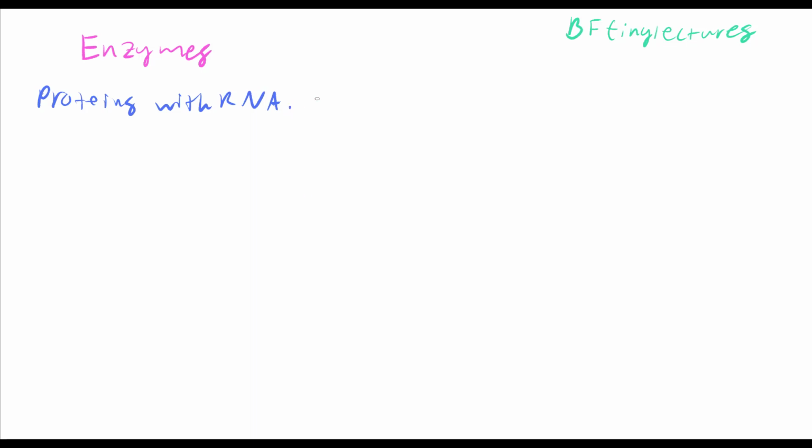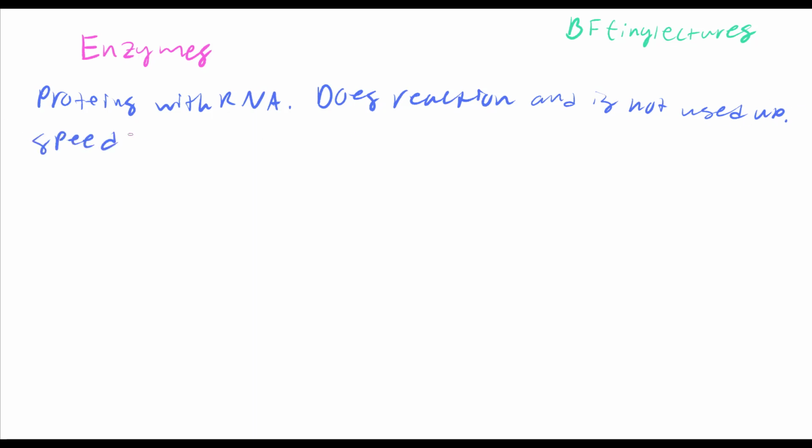So let's just note that: an enzyme does the reaction and is not used up. Okay, now they can also speed up reactions. Do you remember our carbonic anhydrase, right? An example of this would be carbonic anhydrase.